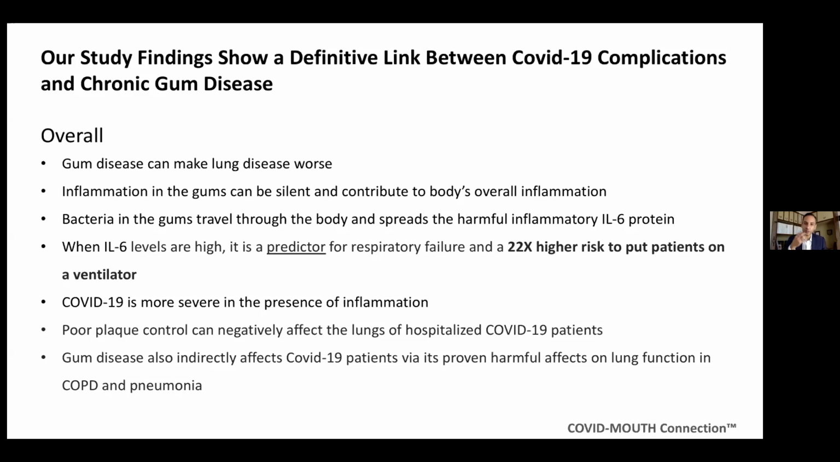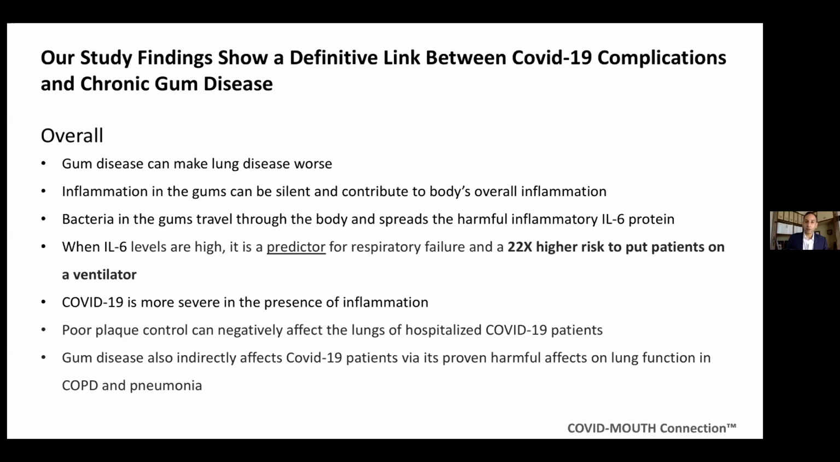Now, inflammation in the gums can be silent and contribute to the body's overall inflammation. Bacteria in the gums can travel throughout the body and spread harmful inflammatory proteins, such as IL-6 and CRP. And when that IL-6 is elevated above a certain amount, 80 picograms per milliliter, that's when our body is not able to breathe on its own. Our lungs fail on us. And from there, it can go into multiple organ failure. And this is shown to be a 22 times higher chance of respiratory complications and being on a ventilator. So that's a key point to drive home.